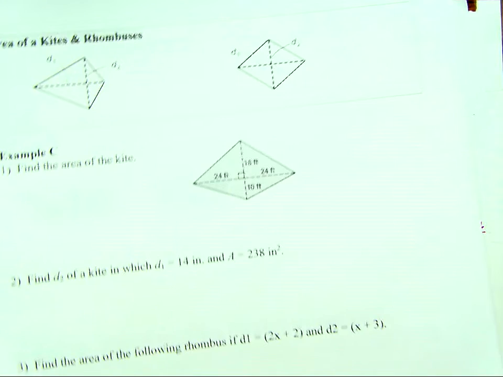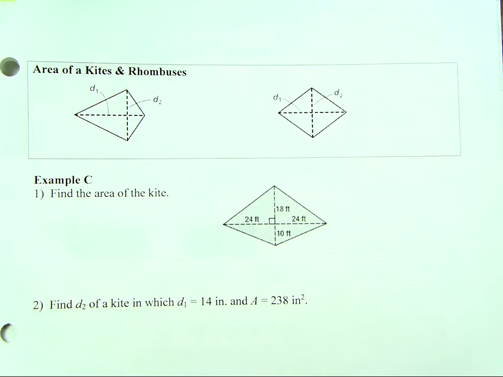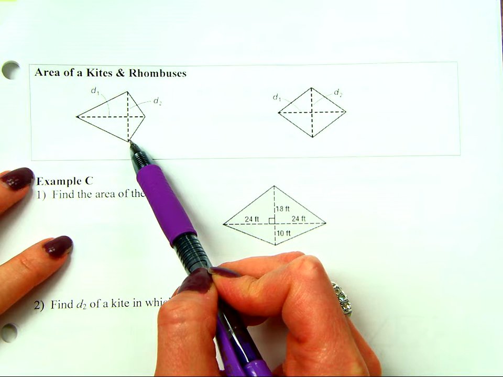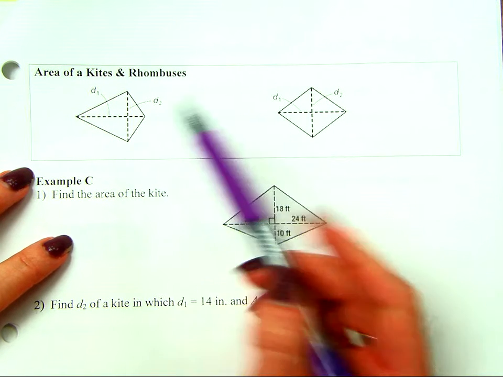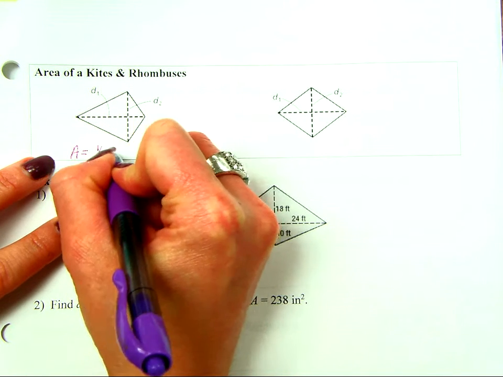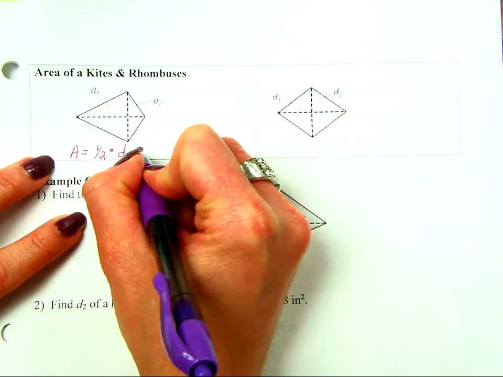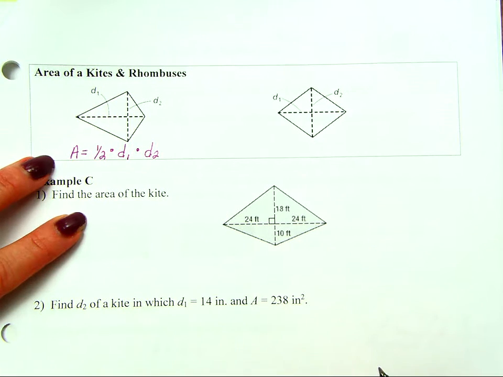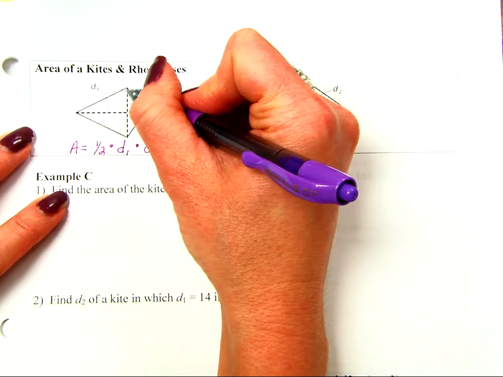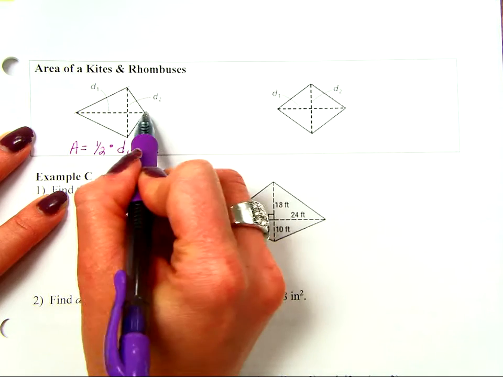Moving on to the last part. These you may not be as familiar with. You may not remember the formulas, but for a kite and a rhombus. Remember, a kite has two sets of sides congruent, but those sides are consecutive. Well, here's the formula to find the area. 1 half times D1 times D2. What does D1 and D2 stand for? Stands for the diagonal. And the diagonal is all the way across from one corner to the other.